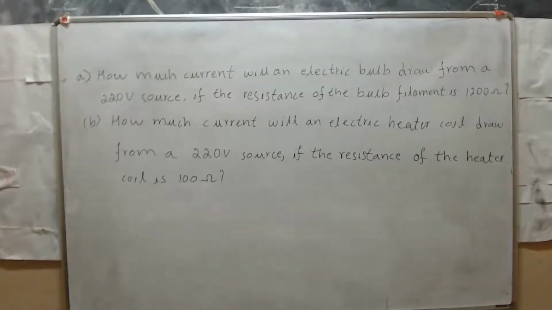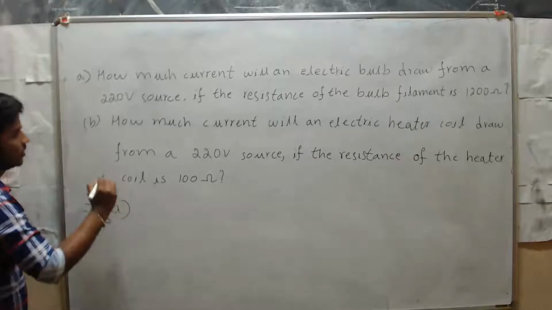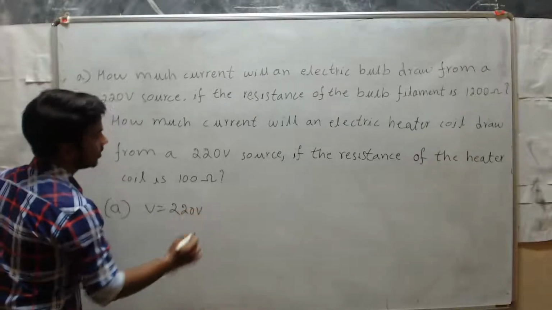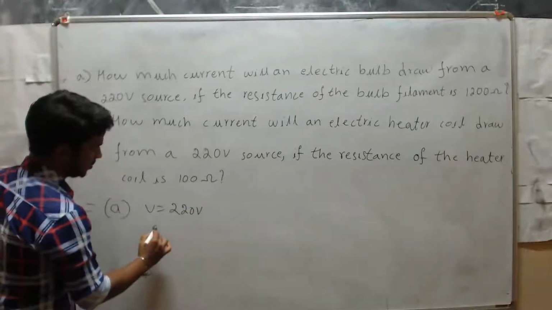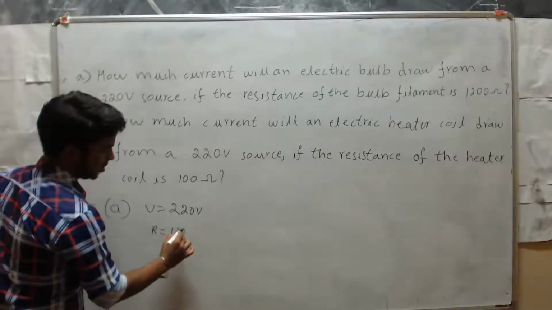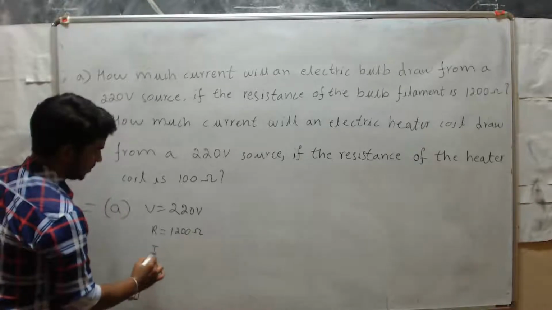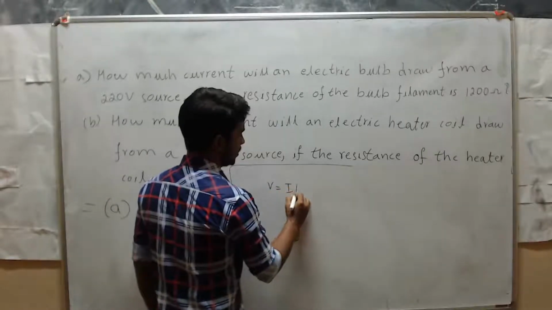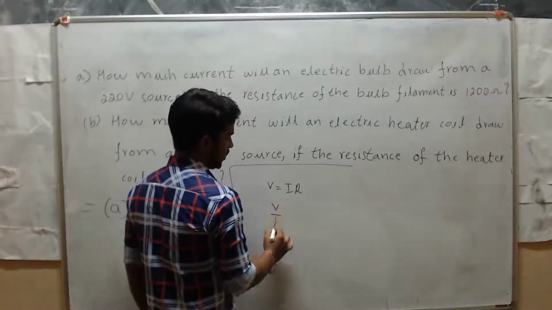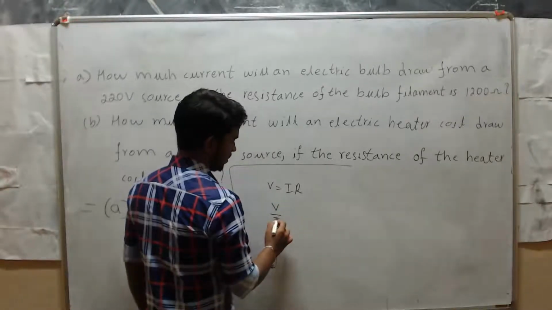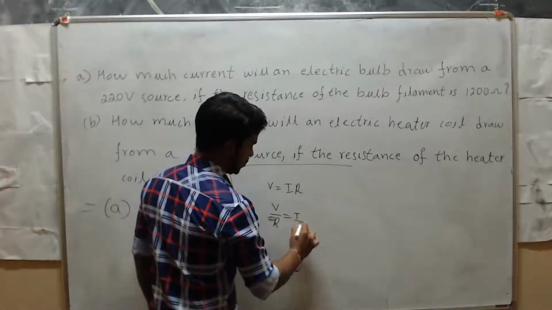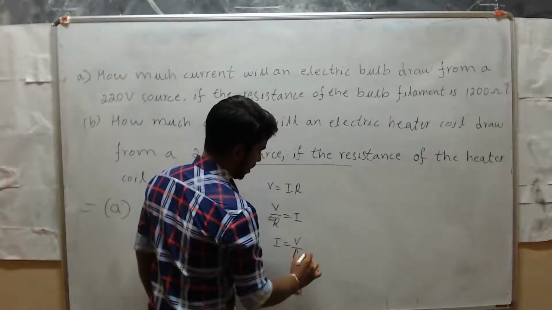Yes. See now, first one is the first case. In the first case, voltage is equal to 220. Then resistance for the filament, that is R, is equal to 1200 ohm. We need current, that is I. So we can relate these three terms: V is equal to I into R. We need to bring R to this side, that is V by R is equal to I, or I is equal to V by R.